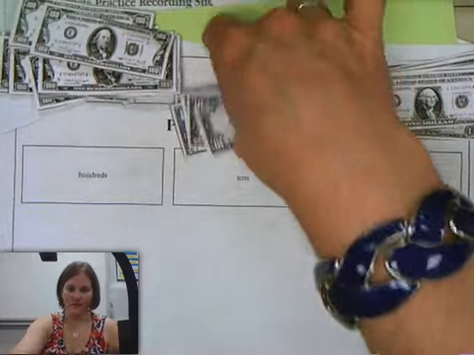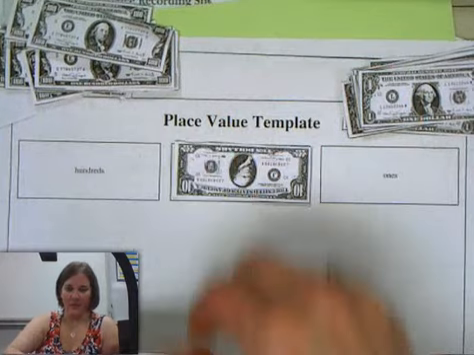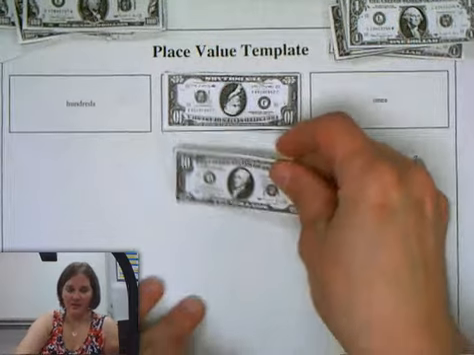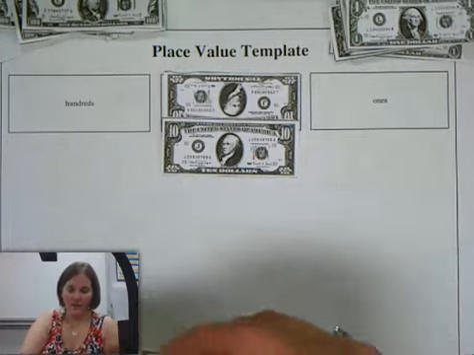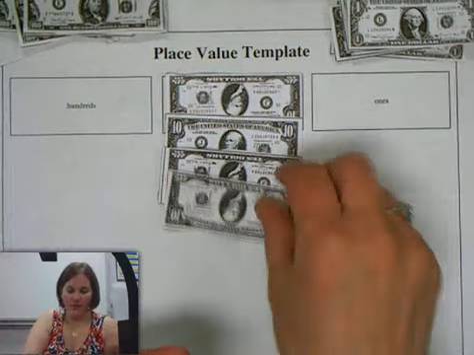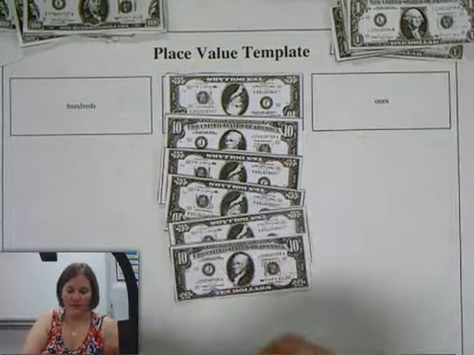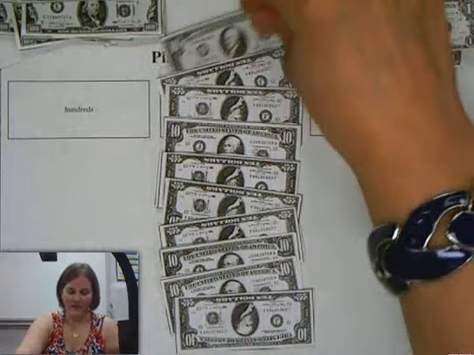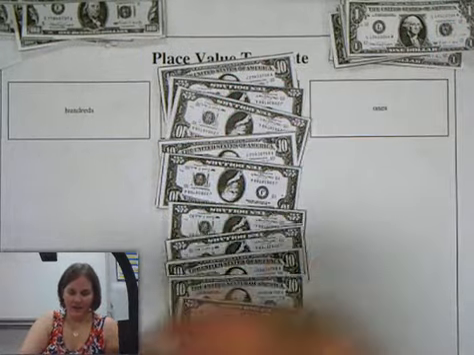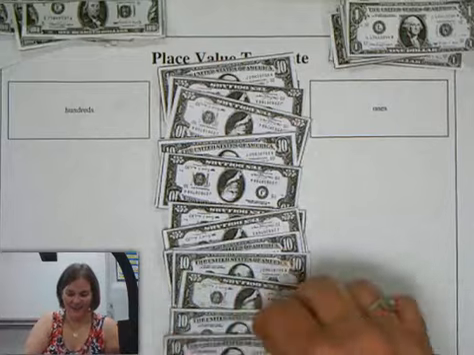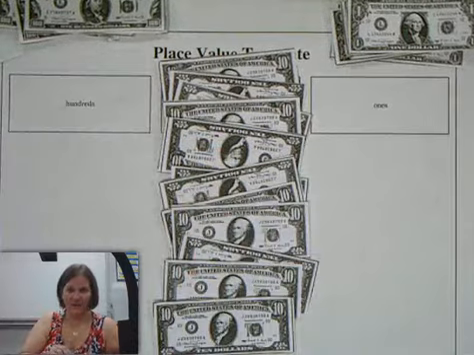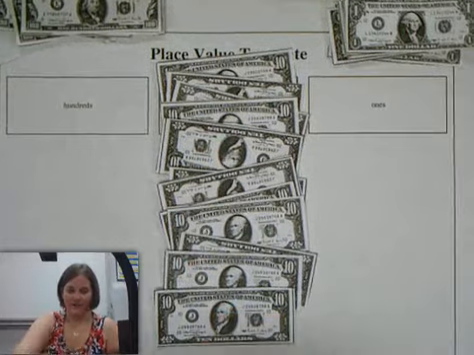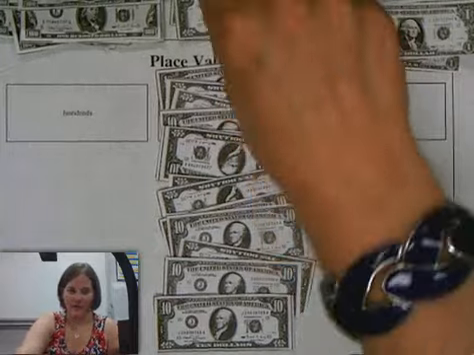So 12 $10 bills. And I know you might be thinking there's a shortcut, Mrs. Martin, but just try this long way for now. So 1, 2, 3, 4, 5, 6, 7, 8, 9, 10, 11, 12. Okay? My 12 are there. All right, so these are my extras way up here.